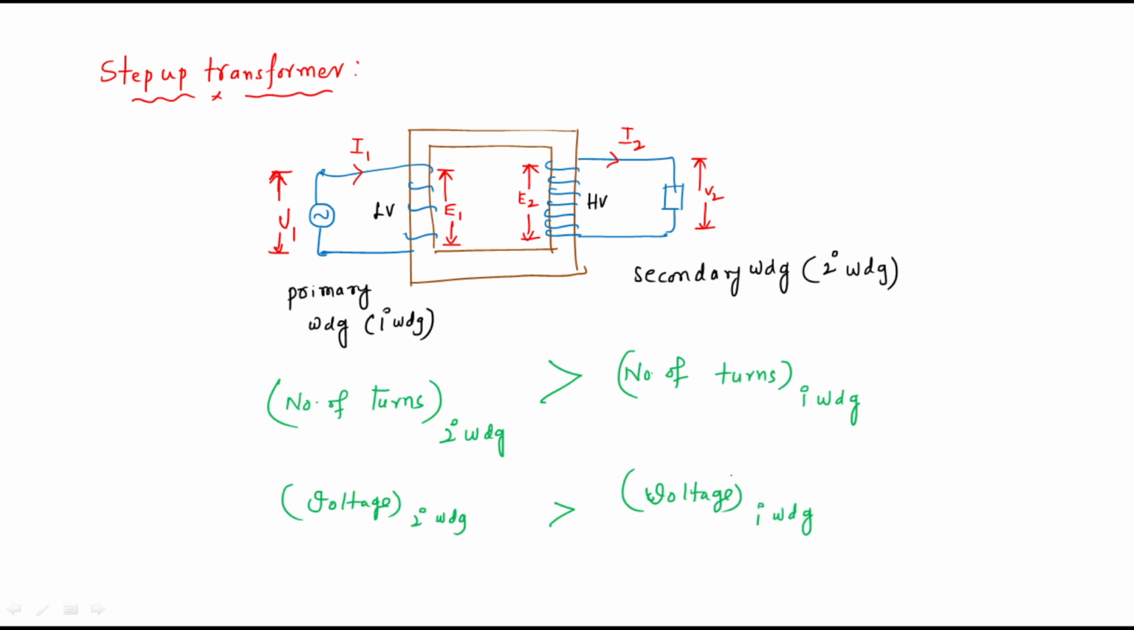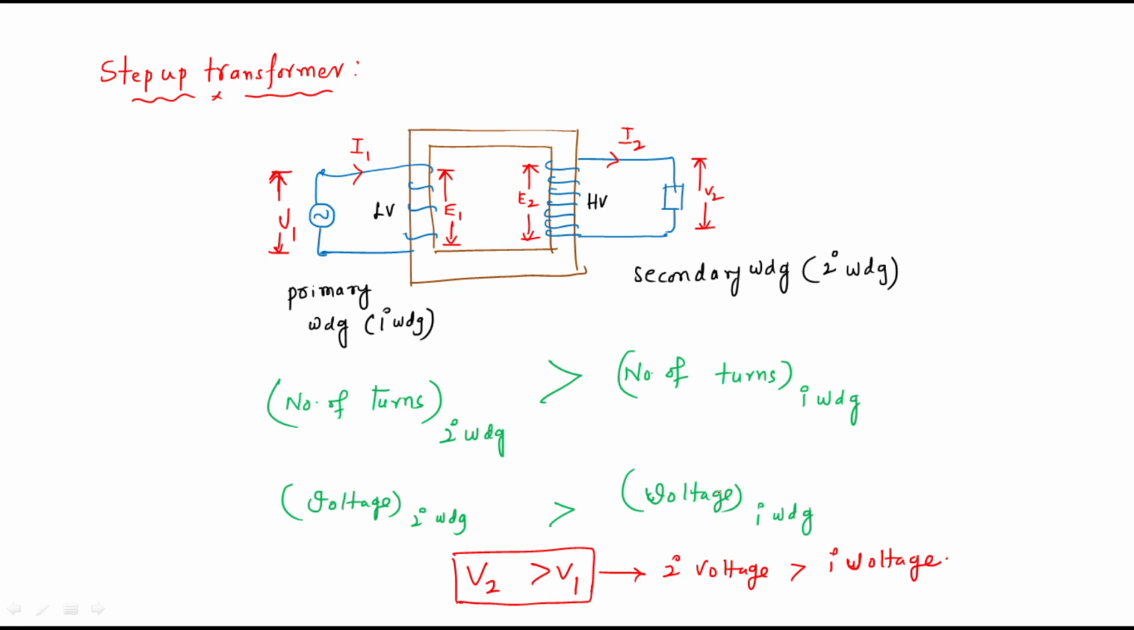Because the voltage is proportional to the number of turns, that is V2 should be more than V1. What is a step up transformer? The secondary voltage should be more than the primary voltage. Secondary voltage should be more than primary voltage. That is called a step up transformer.